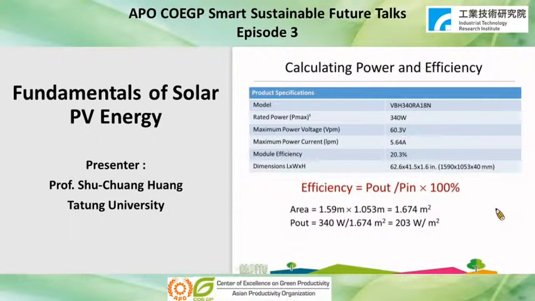And then we calculate the power. Since the maximum power is 340 watts, if you divide it by the area, you get the output power, which is 203 watts per square meter. And remember that for the standard test condition, the input power is equal to 1 kilowatt per meter square. So calculating the efficiency, you get the overall efficiency is 20.3%.